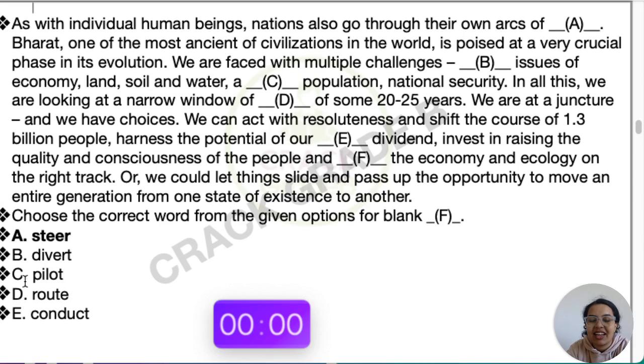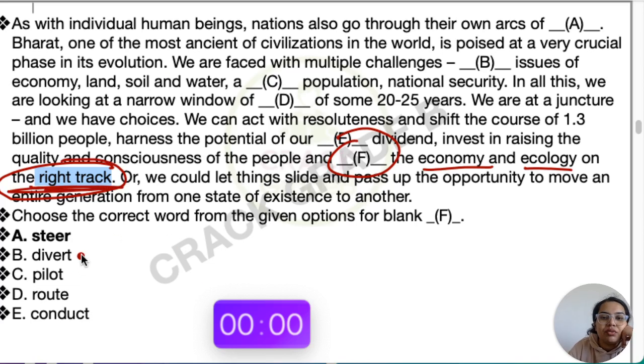And the last one, I think I showed you the answer, but still okay, let's understand. Invest in raising the quality and consciousness of the people and steer the economy on the right track. Always make sure to read the whole statement. Whatever this is, the economy and ecology on the right track. What do we do on a track? Would we divert it? No. Pilot is beginning something. Then because we want a verb here, if you have noted.